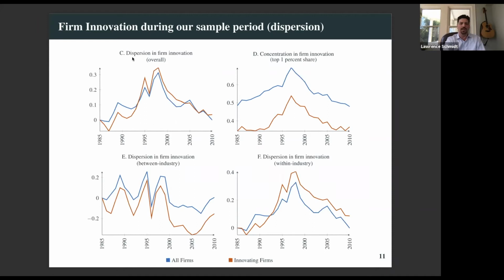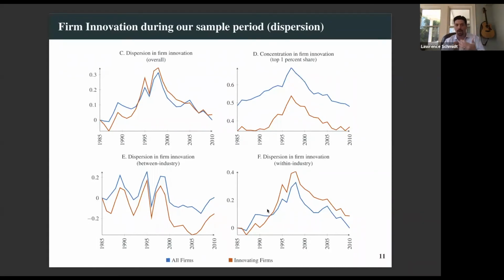Here we're constructing dispersion measures, so the standard deviation of innovation across firms. And you see that dispersion across firms also increased during the same period when average innovation levels were high. Then we have some Piketty-like plots, if you'd like, where we're constructing the top 1% share of innovation. And you see that, again, a very small fraction of firms are associated with a very high percent of the total innovation that we see. We also see that even within industries, that's panel F, there was a substantial increase in within industry dispersion across firms in innovation.